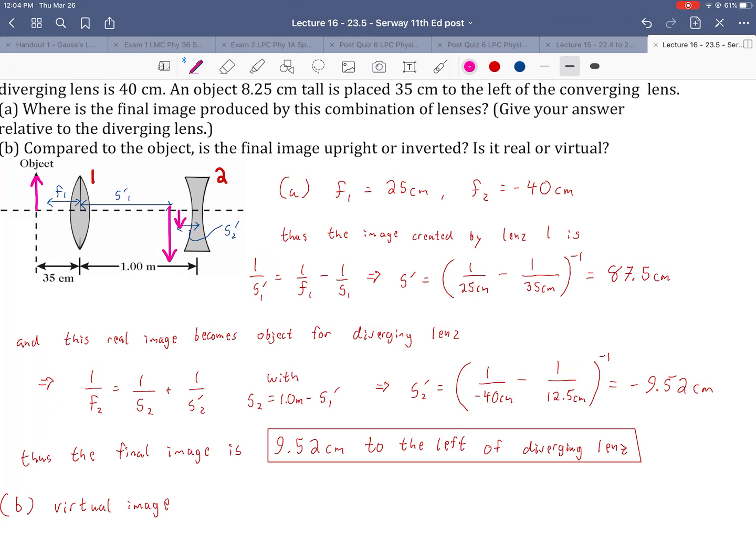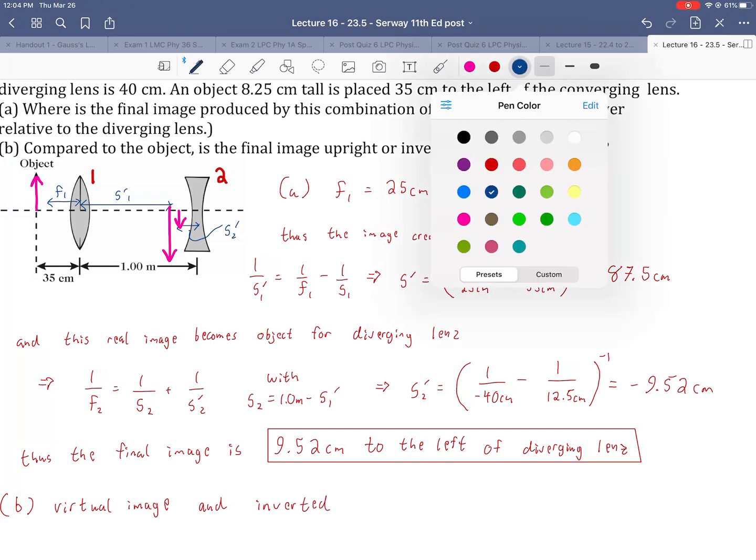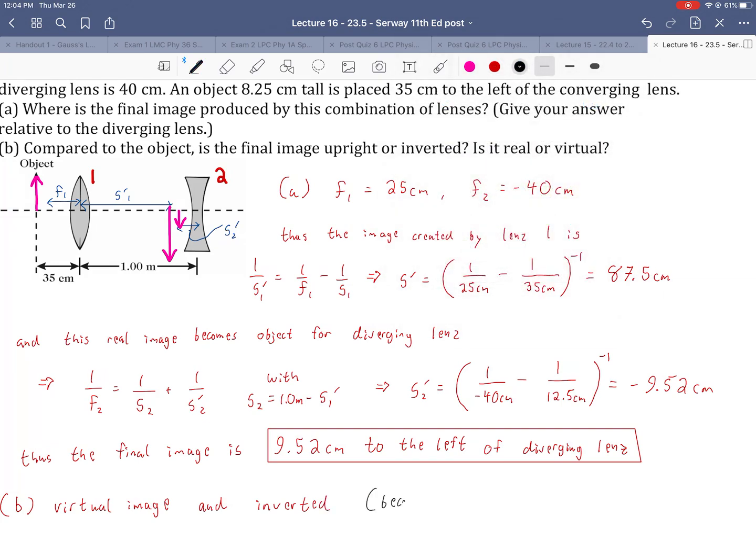So to keep it upright means keeping it flipped. So it's actually an inverted virtual image. And the only reason for that is, again, because the object was inverted. And again, because the object was the image created by the converging lens. So definitely kind of an interesting answer there.